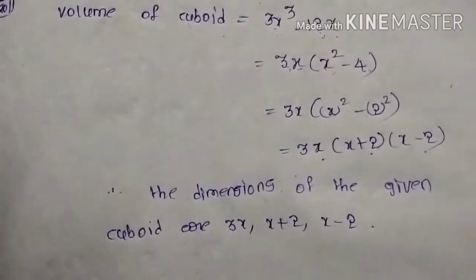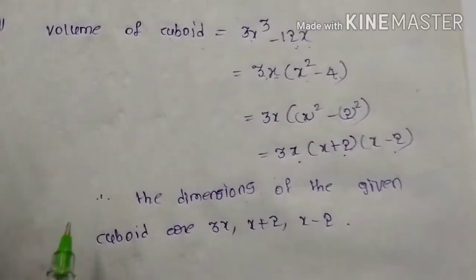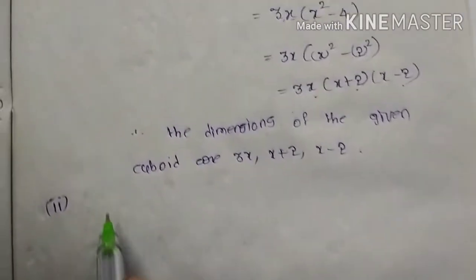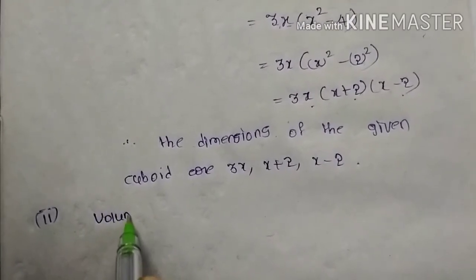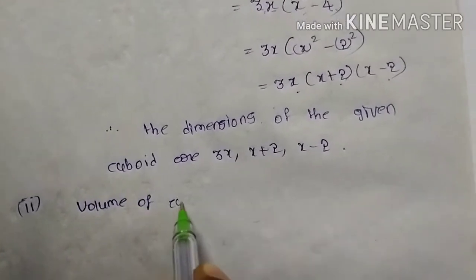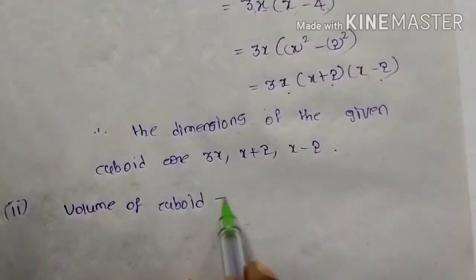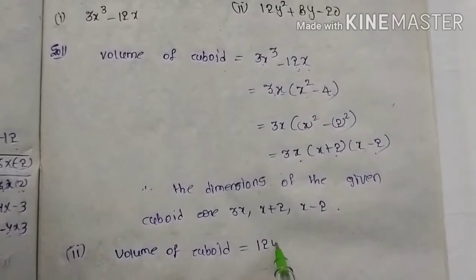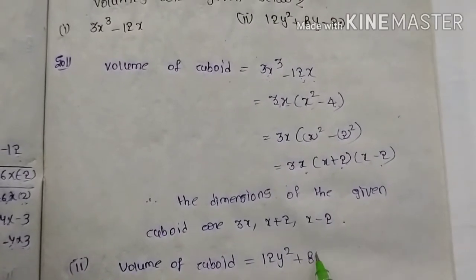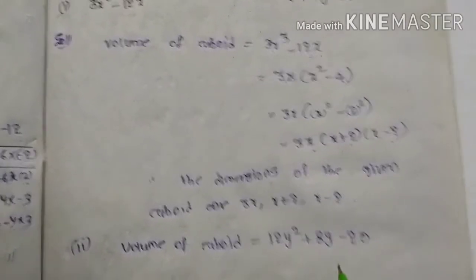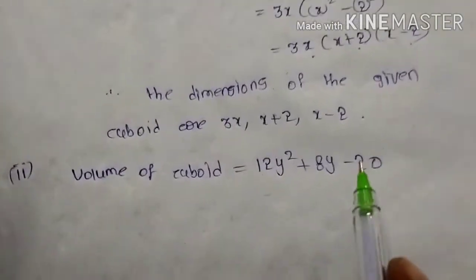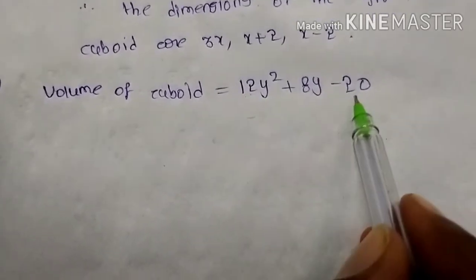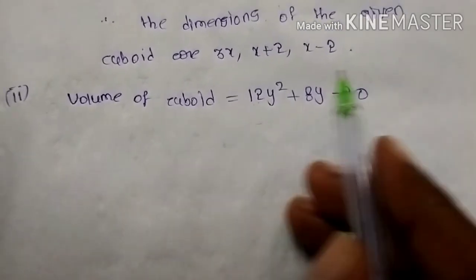In the similar way, once you can see here what is the second one here. See here I am writing here second one. Second one, volume of cuboid is equal, once you can observe here, 12y square plus 8y minus 20. In the similar way, once you can choose here, is there any common factor given? See, 4 3s are 12, 4 2s are 8, 4 5s are 20. That means can I take 4 as common?